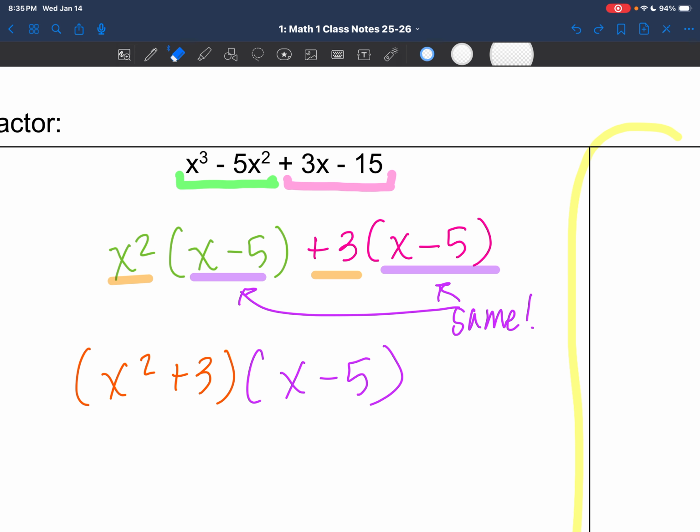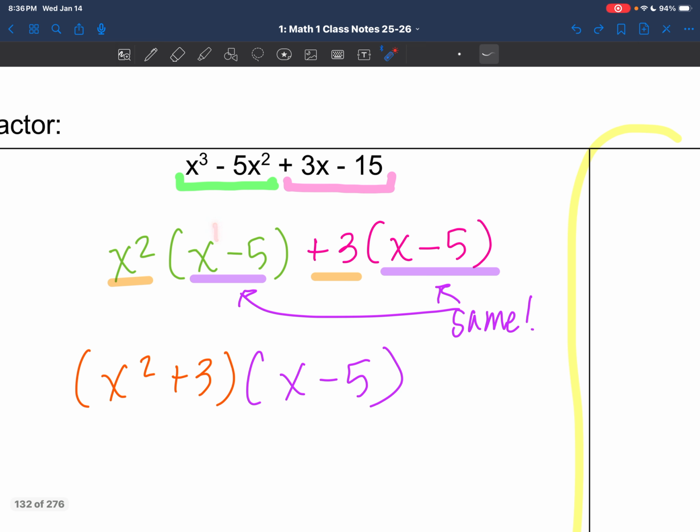After I factor out an x squared, I'm dividing each term by x squared. When I do that, I'm left with x to the first power, and then I'm left with -5. So this is 1 times that.